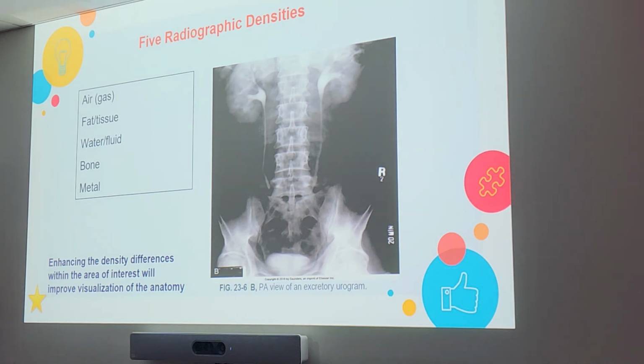So do intestines have high or low subject contrast? I guess I don't know. By the way, when we use the word subject contrast, we're talking specifically about that anatomy. So intestines have low subject contrast. Bones have high subject contrast.